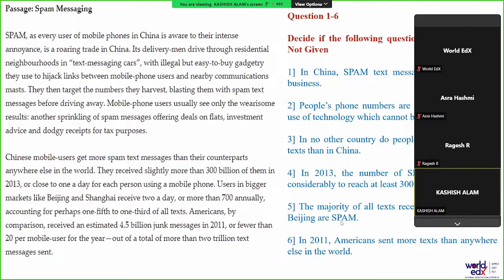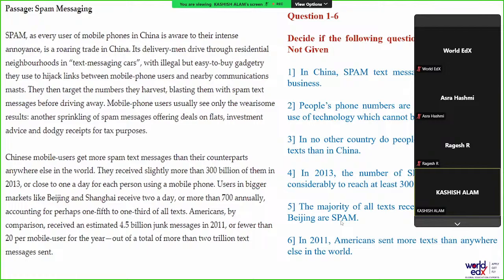Now, let's move to the second question. In the same formula, I will be figuring out first what are the keywords present in the question. Second, what is the question trying to ask. Third thing, what exactly I have to verify from the given question. As it says, people's phone numbers are collected through the use of technology which cannot be readily bought.